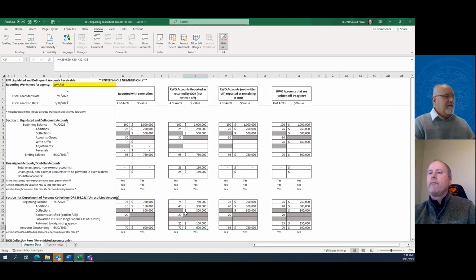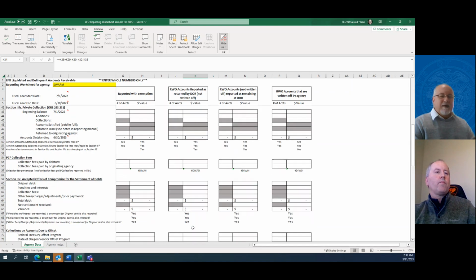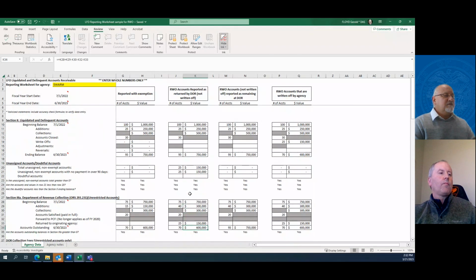Looks like I modified my thing as I went along, but in this case, 600,000, there are no exemptions. So as a result, you have 25 accounts for 150,000 that are unassigned. For purposes of this example, all of those accounts have not had a payment for more than 90 days. Notice that these accounts that are unassigned match the RWO return to originating agency.